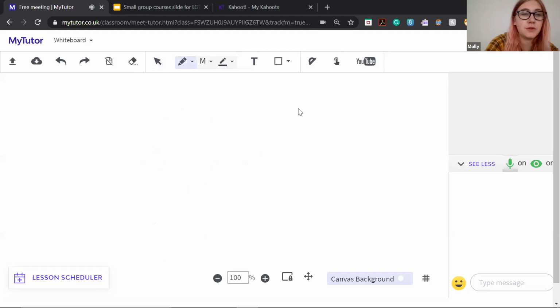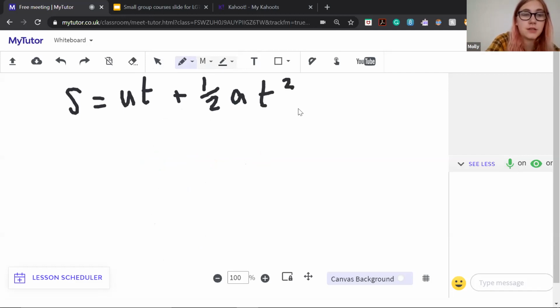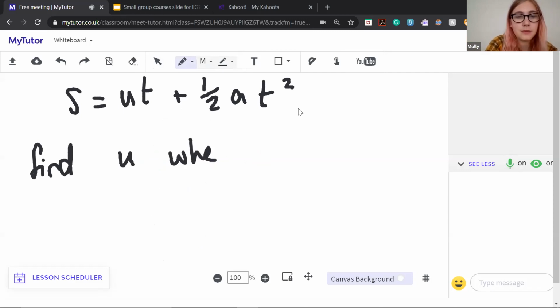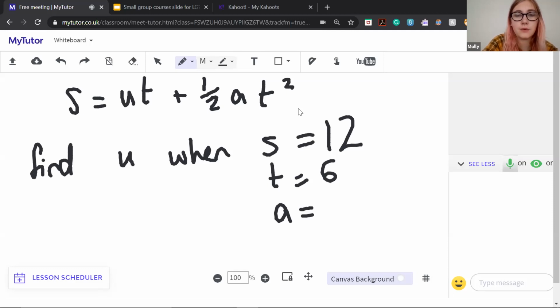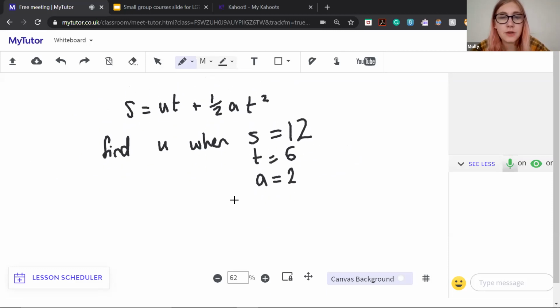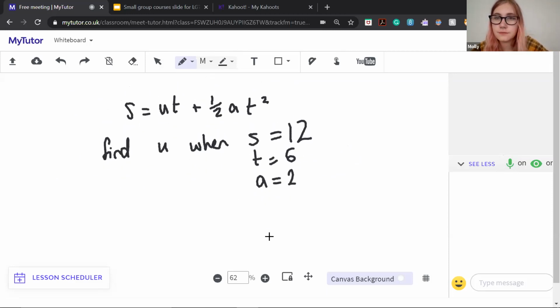So this time let's use one that's a bit more complicated. S equals ut plus half a t squared. This time, let's say that we want to find u. This one's going to be a bit more complicated, not too much more though. When S equals 12, t equals 6, and a equals 2. So have a go at that one and see what you get for u there. Again, I'll give you a couple of minutes to have a go.